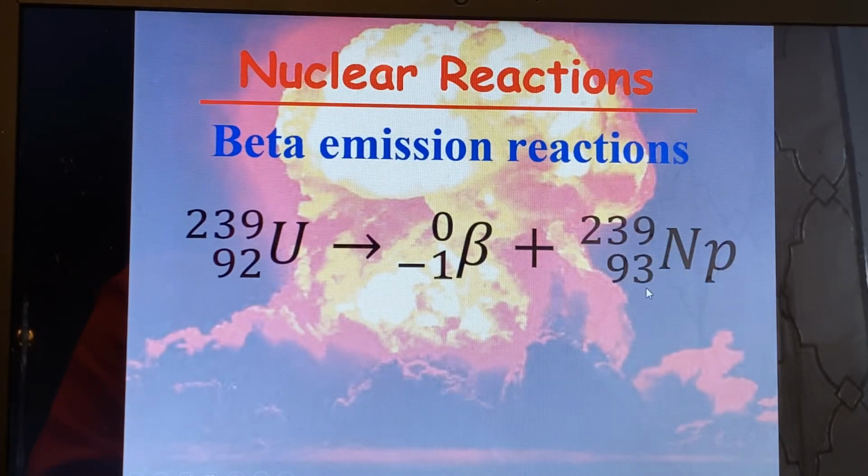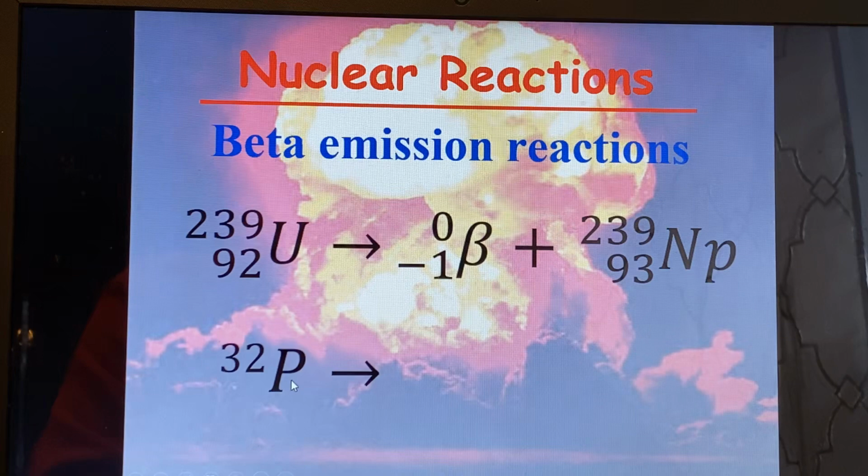So 239 over 93, and then you look on your periodic table and you get Np as the symbol for that. Don't use the top number to get the symbol. Use the bottom number only, and that's neptunium. So uranium-239 will decompose into neptunium-239.